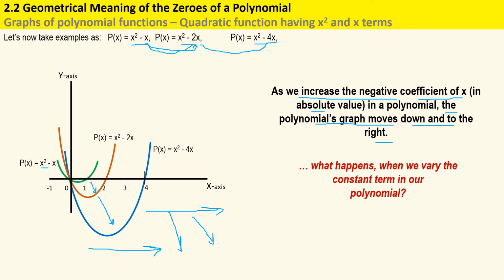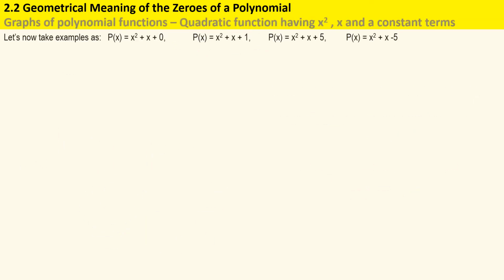So now we shall start talking about the next case, that is, what happens when we vary the constant term in our polynomial. If you see here, we have x² and we have x, but we do not have any constant value here. So let's now talk about that scenario. We shall start that discussion with a quadratic function having x², x, and the constant term. So let's take the examples. The first example is x² + x + 0. Our constant here is 0. The other example is x² + x + 1. So the constant term here is 1. And another example is x² + x + 5.